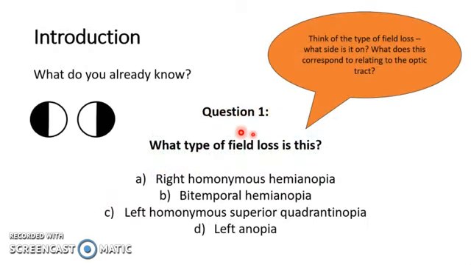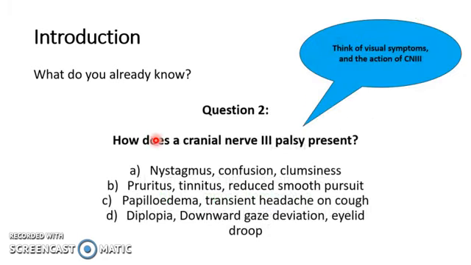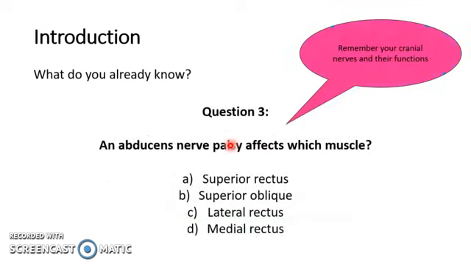So question 1, what type of field loss is this? Take a moment to pause the video and answer these. I'll explain why it is this field loss at the end of the video. Question 2, how does a cranial nerve 3 palsy present? And the third and final question, an abducens nerve palsy affects which muscle?